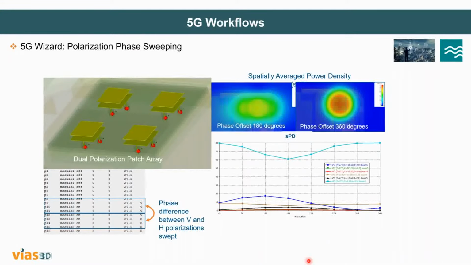So, the 5G wizard has a new feature whereby the phase between different beams, the polarization, can be swept in order to maximize this power spectral density, especially varying power spectral density. If we sweep this vertical and horizontal polarization for different code book phases, then we can get those values over here.